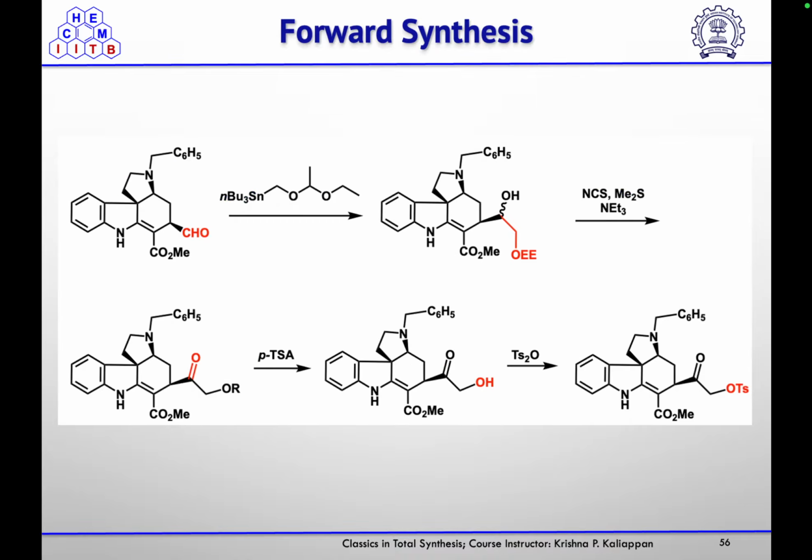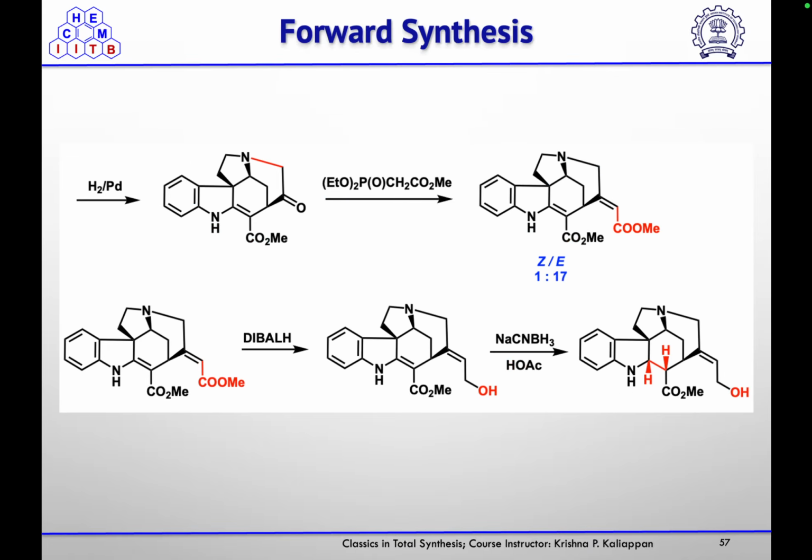This aldehyde they treated with this ethoxyethyl species, the protected one, using butyl lithium. So that lithiated species will form there, and that will react on the aldehyde to get the corresponding alcohol. Then using Swern-type oxidation conditions, they oxidized that alcohol to the corresponding ketone, and then that leaving group they removed using p-toluenesulfonic acid to get the corresponding alcohol, and then tosylated it.